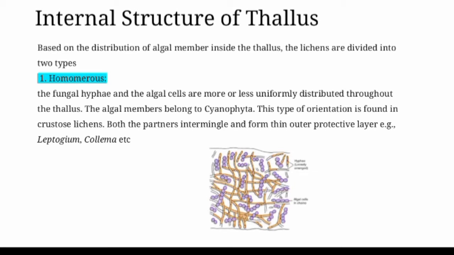Looking into the internal structure of the thallus, based on the distribution of the algal member inside the thallus, lichens are divided into two types: homomerous and heteromerous. In homomerous lichens, the fungal hyphae and algal cells are more or less uniformly distributed throughout the thallus. The algal members belong to the Cyanophyta. This type of organization is found in crustose lichens. Both partners intermingle and form the thin outer protective layer. Examples are Leptogium and Collema, etc.